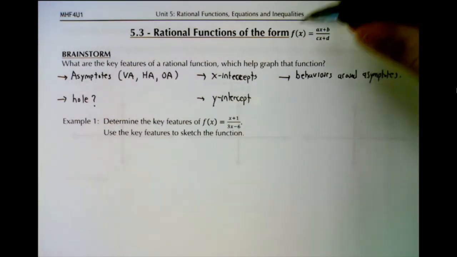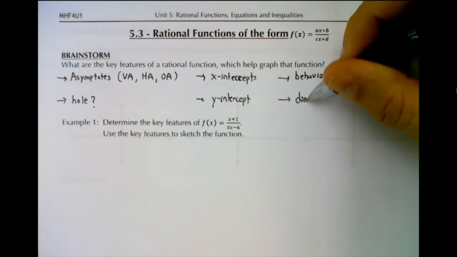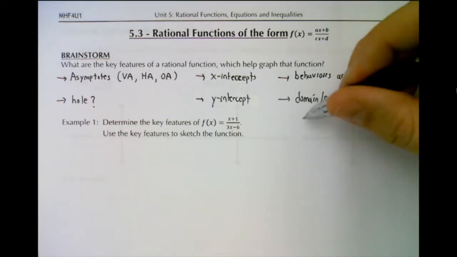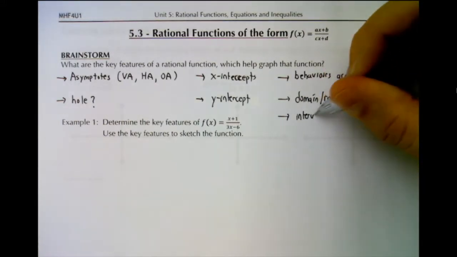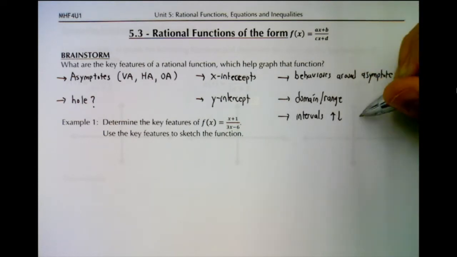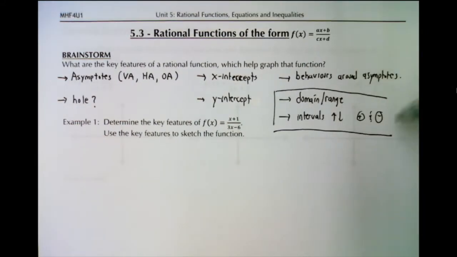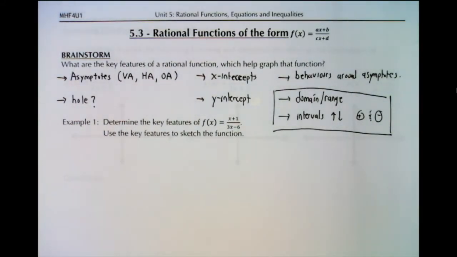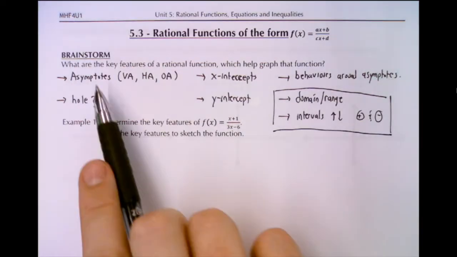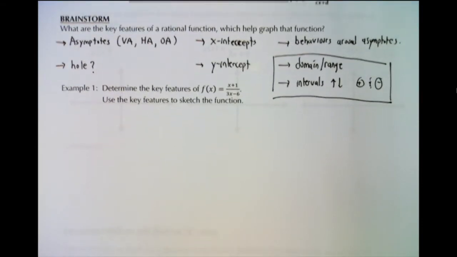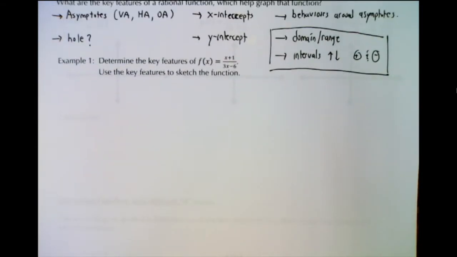Any others? Well, domain and range are sometimes useful, but not necessary for sketching. Intervals of increase or decrease, or intervals of where the function's positive and negative. We don't necessarily need those ones to sketch, but they're useful nonetheless. What we do need, though, is asymptotes, holes, x-intercepts, y-intercept, and behaviors. So that's what we're going to do when I say a full analysis using the key features. So let's look at our rational function and keep those key features in mind. And as we pick parts out, we'll add to our sketch.